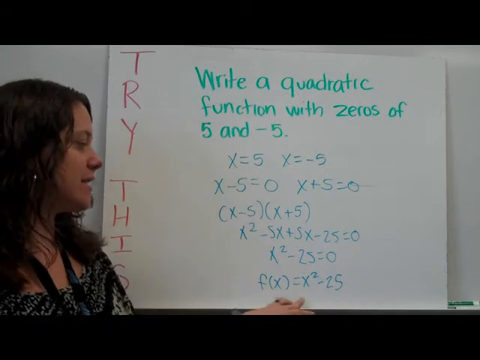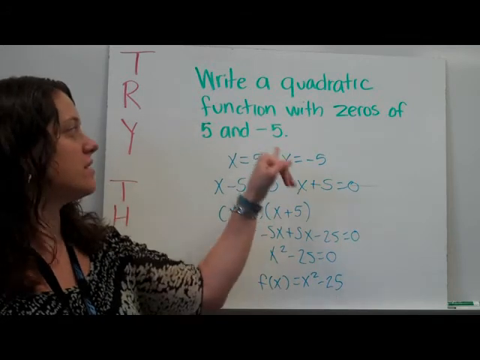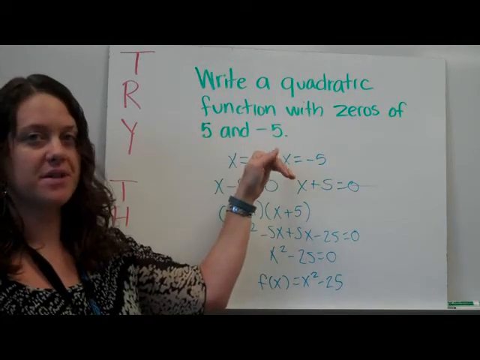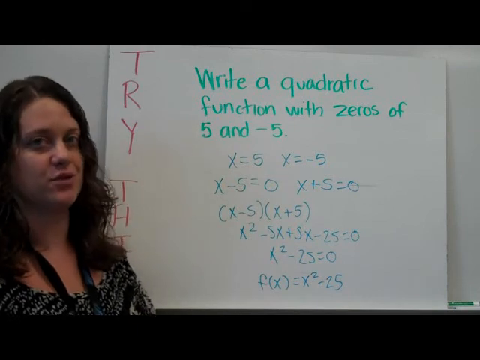And hopefully you see this is actually the difference of two squares. So when you have the difference of two squares, your zeros are always opposites of each other. And so since I started out with opposites, it ends up being the difference of two squares.